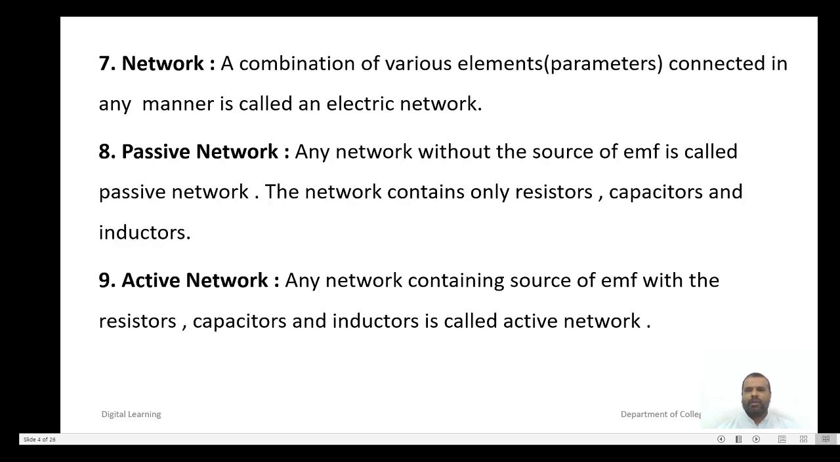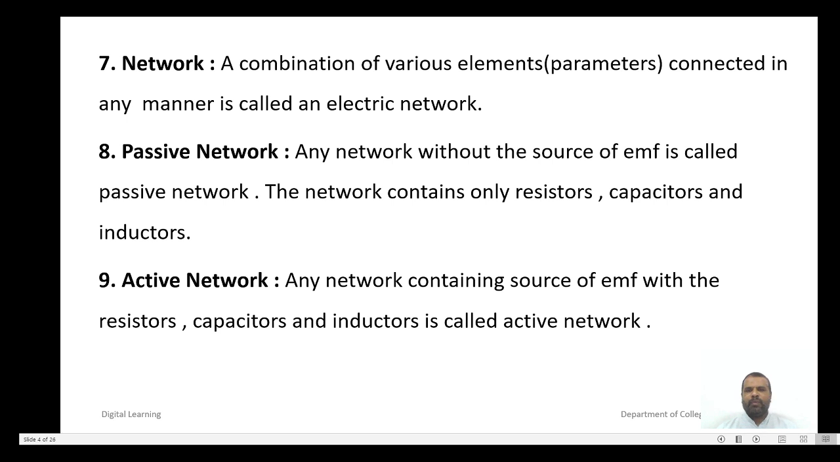Seventh one, network. A combination of various elements or parameters connected in any manner is called an electric network. Eighth one, passive network. Any network without a source of EMF is called a passive network. The network contains only resistors, capacitors, and inductors. It means a circuit which doesn't have any power supply. It contains only resistors, capacitors, and inductors. That type of network is called a passive network.